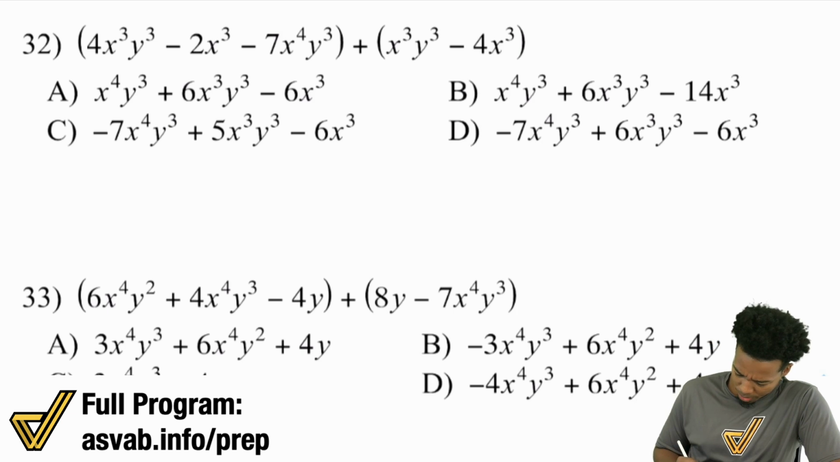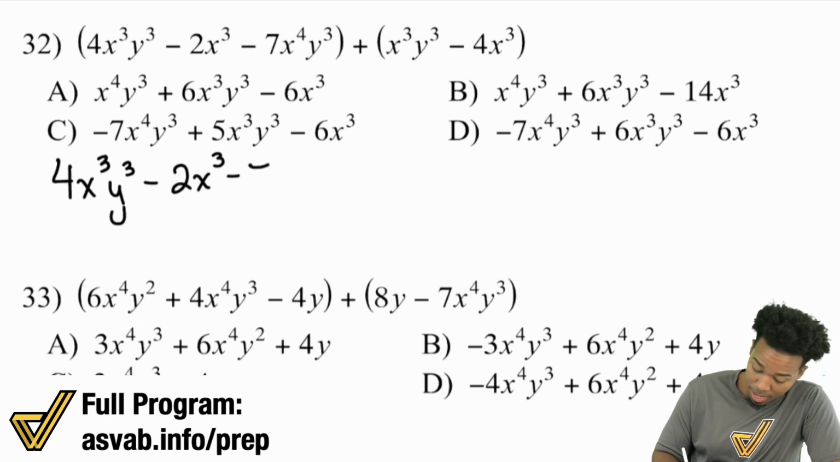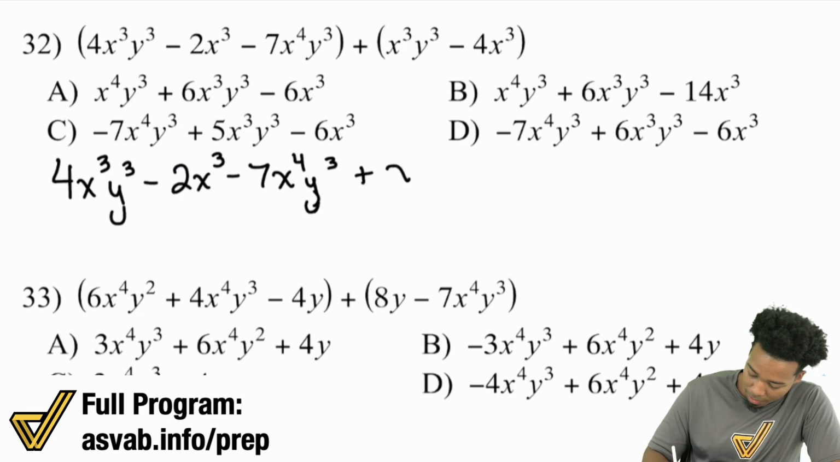So here we go. I'm going to rewrite everything and just do it carefully. Make sure you don't make a mistake. The last thing you want is to rewrite something incorrectly and then combine the wrong like terms. It's happened to almost everybody. Just make sure you don't make the same mistakes over and over again. So here, then, we have x cubed y cubed minus 4x cubed.